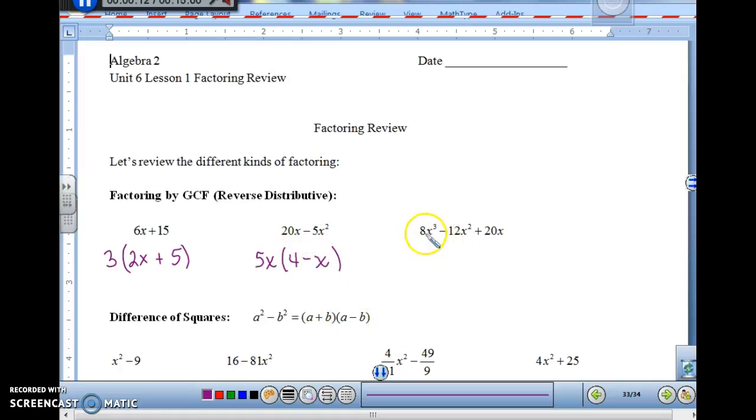All right, 8x cubed minus 12x squared plus 20x. What's your GCF? Numerically, it's going to be 4. And with the variable, your lowest power of x is x, so you can take at least one x out of each one of these. Dividing it out, you're left with 2x squared minus 3x plus 5. And there we go. That's reverse distributive.